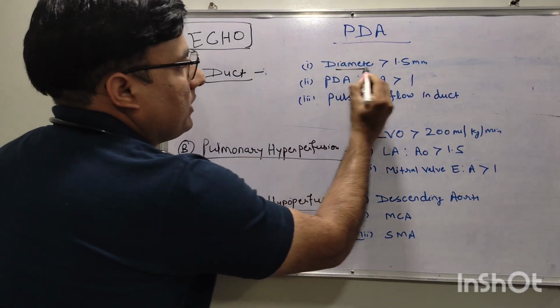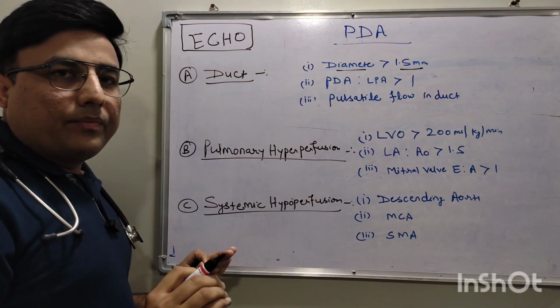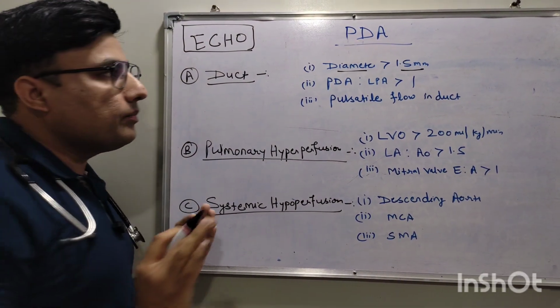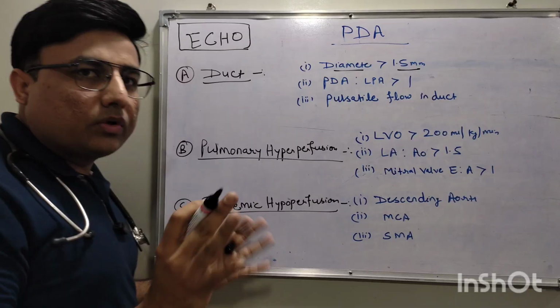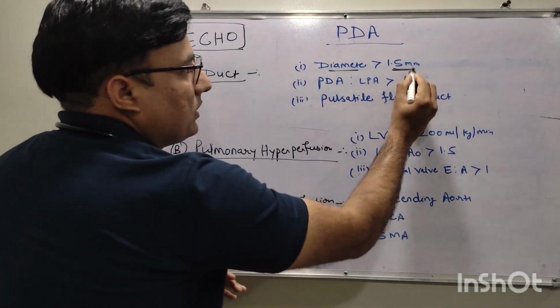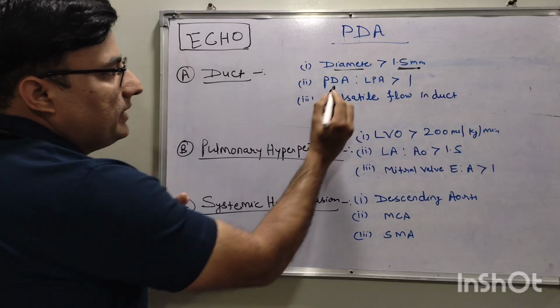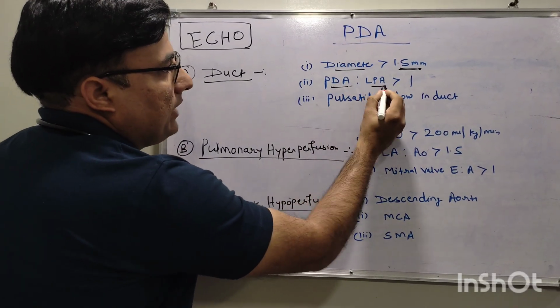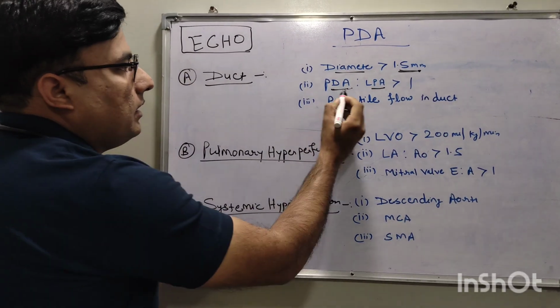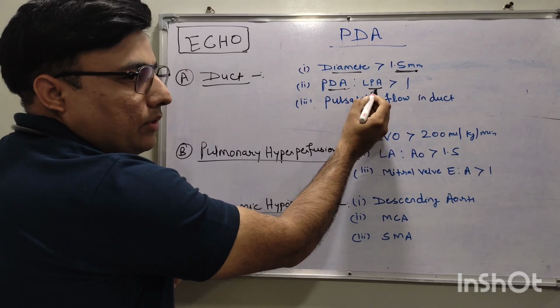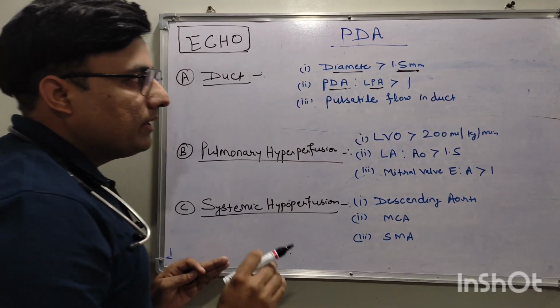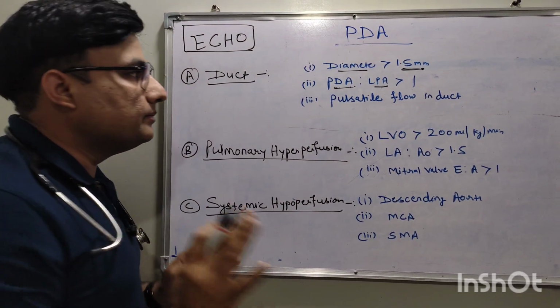A duct diameter of more than 1.5 mm is hemodynamically significant PDA in preterm babies. In term babies we can see more than 2 mm, but in preterm babies more than 1.5 mm is hemodynamically significant PDA. Second, the diameter ratio of PDA to LPA, the left pulmonary artery. A PDA to left pulmonary artery diameter ratio of more than 1 is hemodynamically significant PDA.